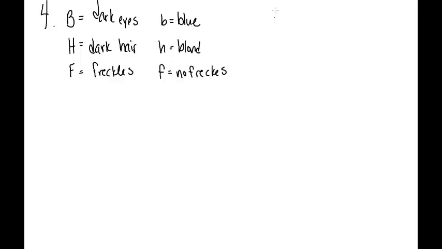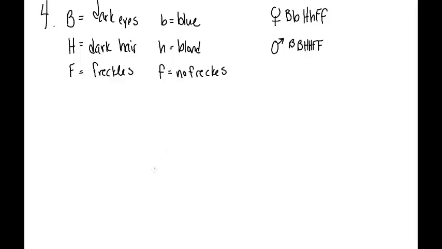So let's go ahead and write out the woman. It said that she is heterozygous for each of the traits, which means she has 1 of each version of the allele, so big B, little b, big H, little h, big F, little f. And it says that the man is homozygous for each of the traits, and they both have dark eyes, dark hair, and freckles, so he has to have big B, big B, big H, big H, and big F, big F.